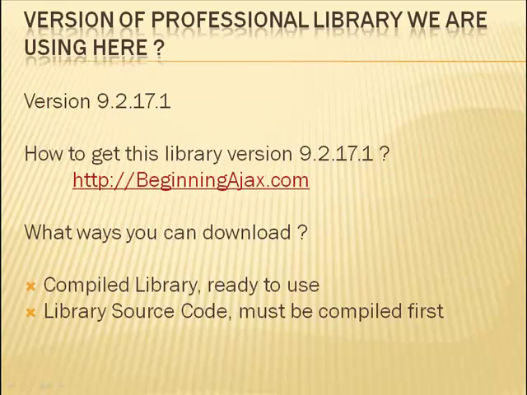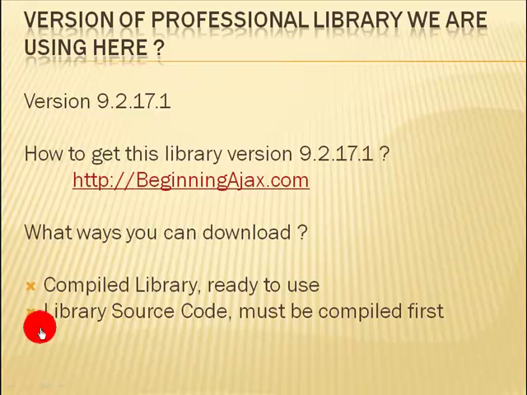In this chapter, we are talking about Ajax.NET Professional version 9.2.17.1. As with all software, this library is evolving and continually being added to and upgraded. You can download the version 9.2.17.1 library from the internet. This is the URL of that library. Using this URL, you will be able to download that version, and you can download it in one of two ways.